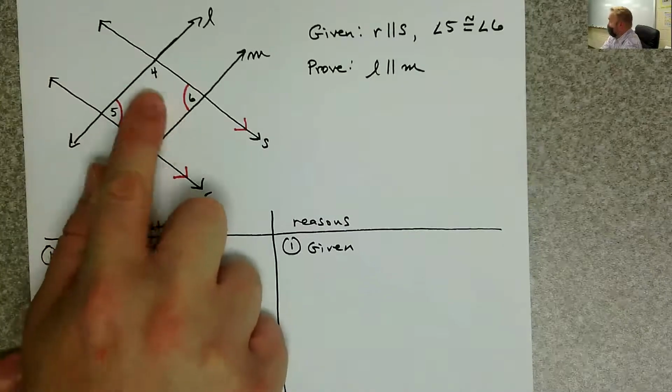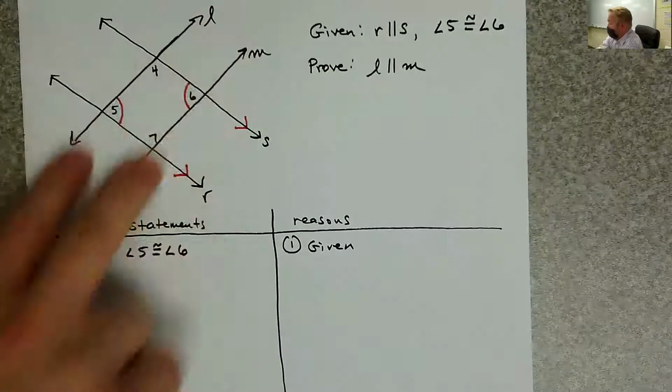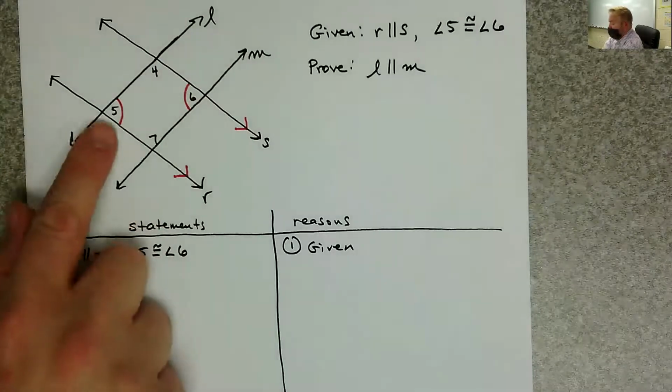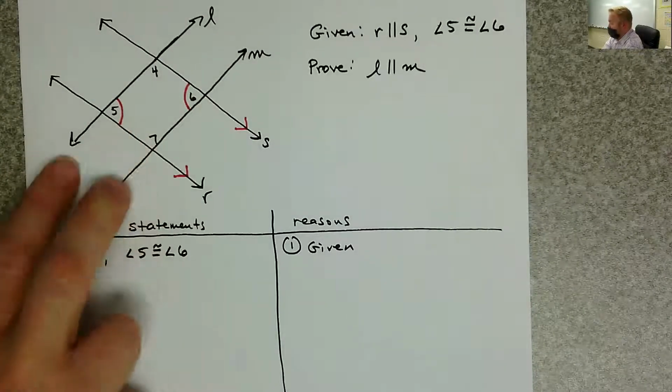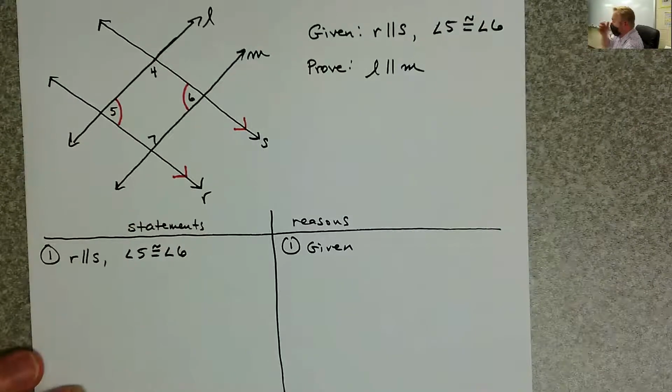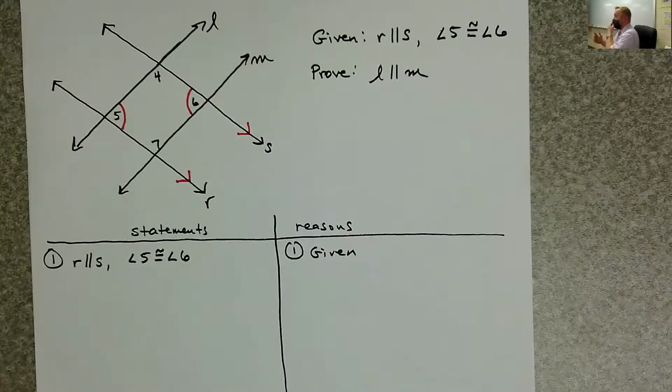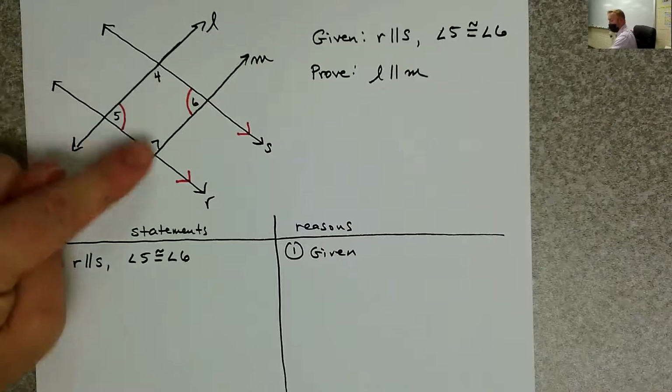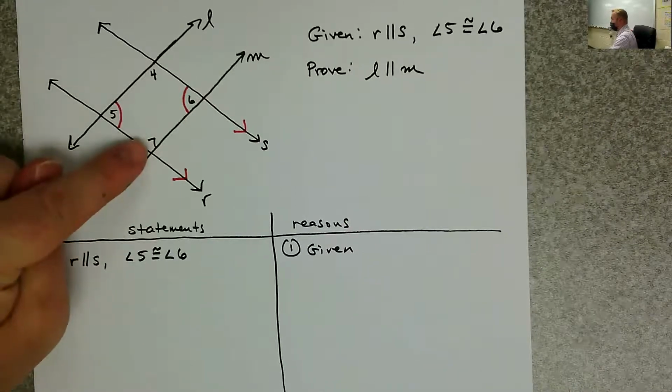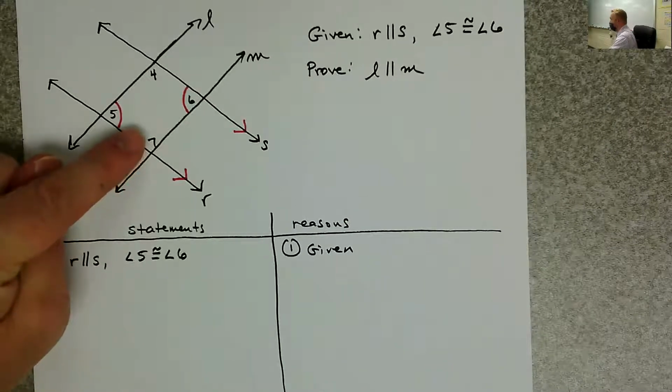4 and 6 are same side interior using lines L and M. 5 and 7 are same side interior using lines L and M. So those two pairs, 4 and 6, and the other pair being 5 and 7, are the only angle pairs that use lines L and M. You might say 4 and 7, but that's not one of our angle pairs.